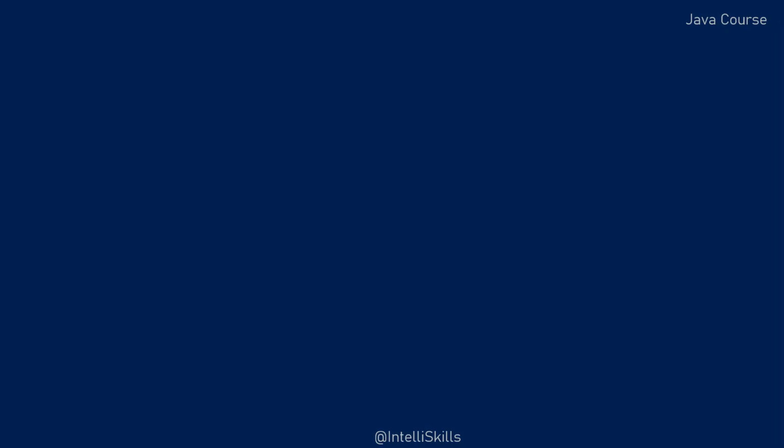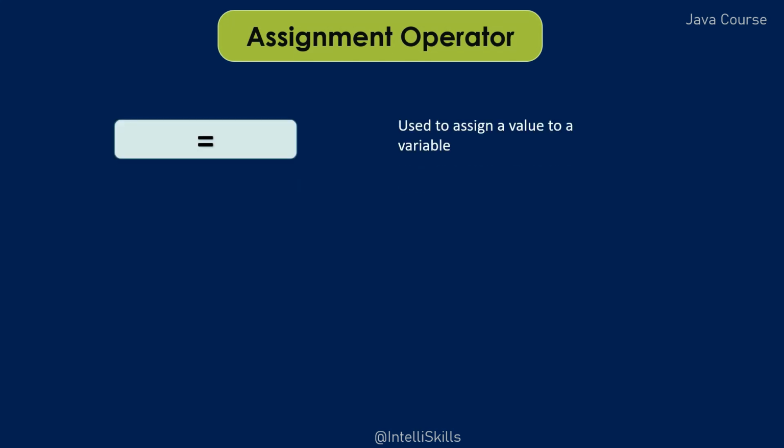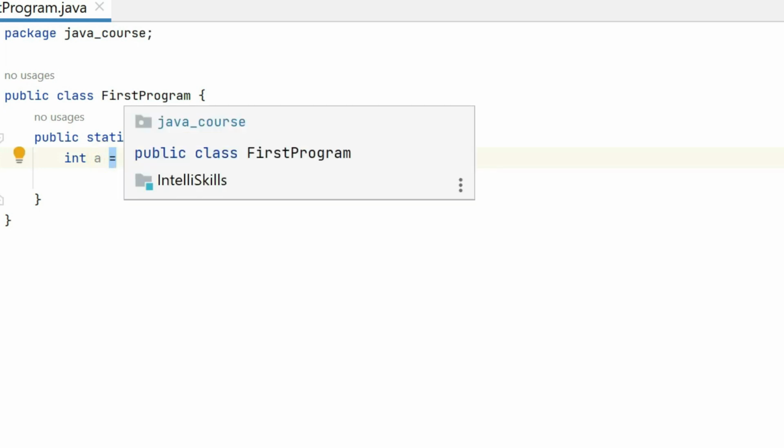So our next topic is the assignment operator. If you haven't watched our previous video on part 1 of operators, then please do go and watch it for better clarity of this concept. The first assignment operator is equal. It is used to assign a value to the variable. Over here we see this is the assignment operator. It assigns the value 9 to the variable a.